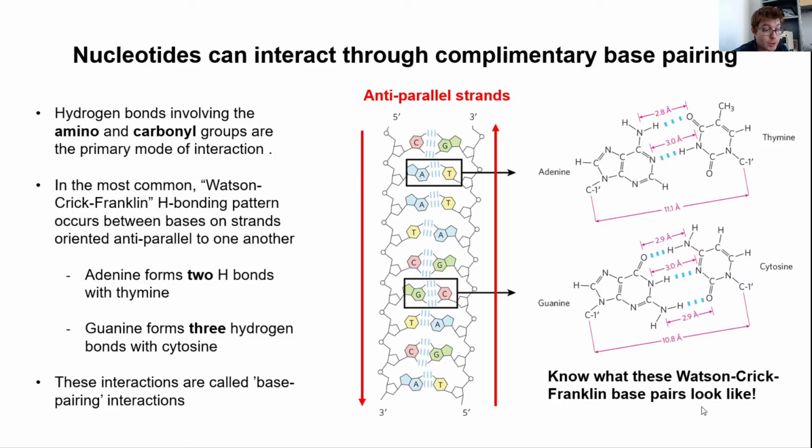And we typically call these interactions base pairing interactions. And so again, one thing you're really going to want to know is what these Watson-Crick-Franklin base pairs look like. And in fact, it's also going to help you when you're trying to learn the nucleotide structures. If you know which nucleotides pair with which, it can actually help you draw the structures, because you know that you're going to have complementary base pairing interactions to pull these particular nucleotide combinations together.